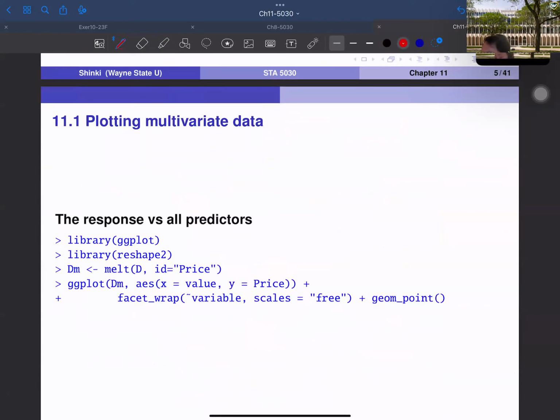And the next one is the response versus all predictors. So in many of the final projects, you set some objective. You want to see how y is explained by other variables. And you have possible predictors, x1, x2, x3, and x4. In our example, maybe the year built, the square footage, the number of bedrooms, and the number of bathrooms.